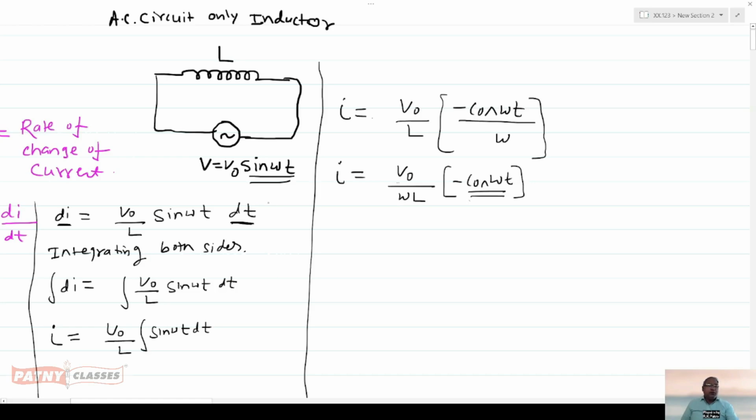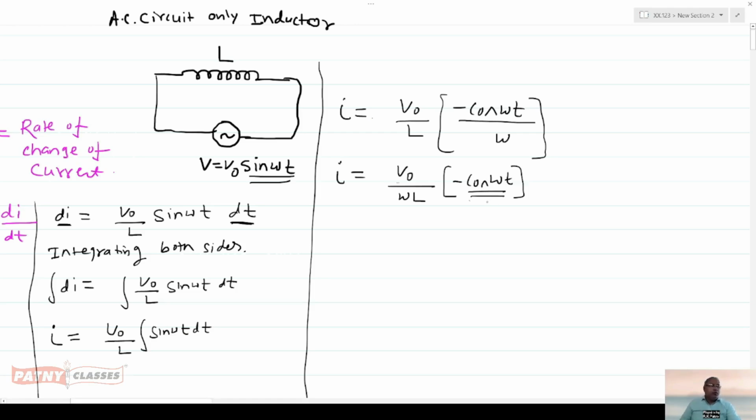Now the expression for voltage is V equals V naught sin omega t. So this is the applied voltage given in terms of sin omega t, and the expression for current we got is in terms of cos omega t. So comparison is a little bit uneasy, not possible. So we have to convert the expression for the current in terms of sin omega t only. Cos omega t will not do.